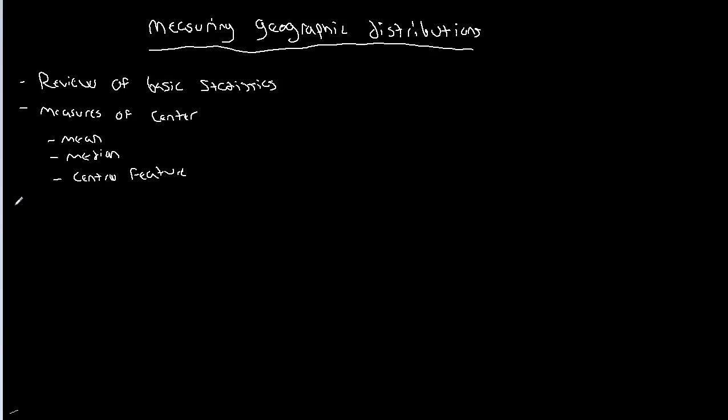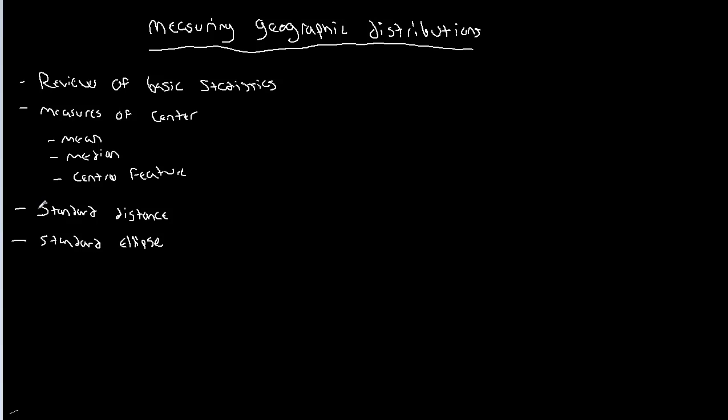We're going to then move away from just measuring the center to measuring the actual variation in the distribution by talking about two things. First is going to be called standard distance. And then we're going to improve upon this concept of standard distance by talking about something called the standard ellipse. So standard distance and standard ellipse are related to each other, and they are a way of measuring the distribution around this measure of center.